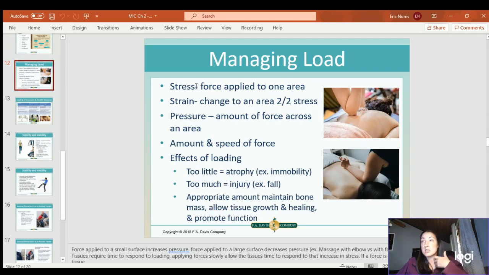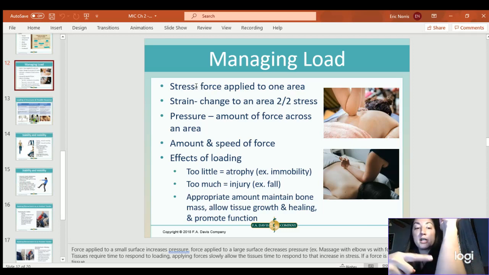All right, so managing load. Stress is a force applied to one area, and then strain is the change to that area due to the force. Okay, so if I am pushing on, I'm trying to find somewhere kind of cushy, something right here, the stress would be me pushing through the finger, and then the strain is that dimple that's created in my muscle that you can see as I push.